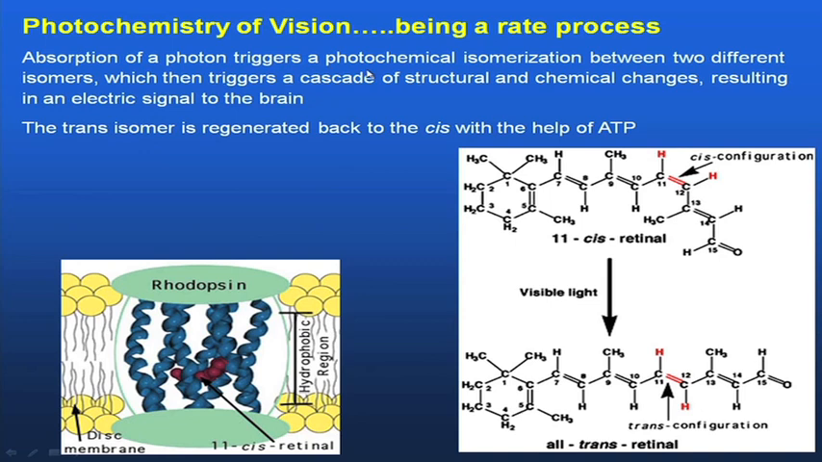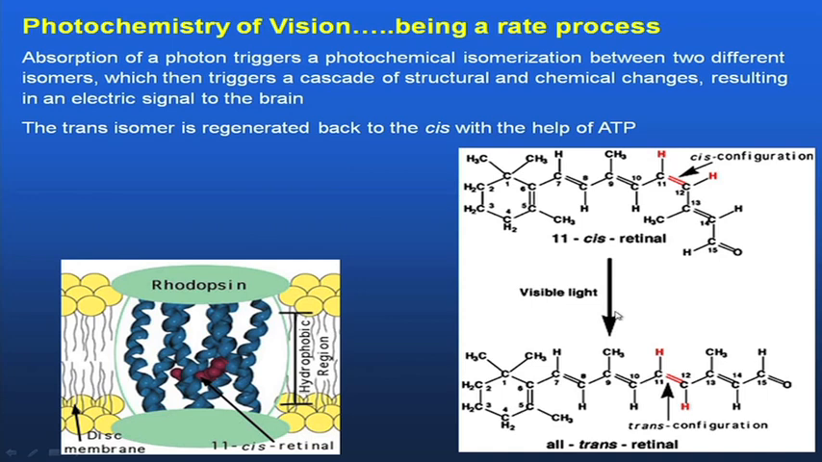Absorption of a photon triggers a photochemical isomerization between 11-cis and all-trans retinal. This then triggers a cascade of structural and chemical changes, resulting in an electrical signal to the brain. That electrical signal translates the information that we are viewing through our eyes. The image information is transferred to the brain in the form of a bunch of electrical signals, and we see whatever is in front of us. This occurs in visible light.